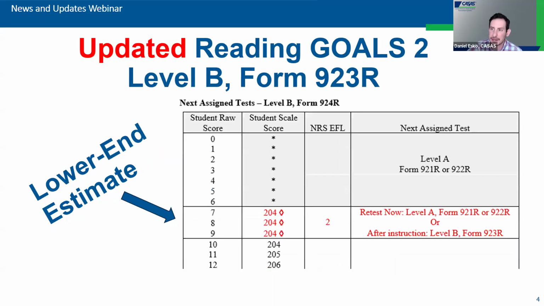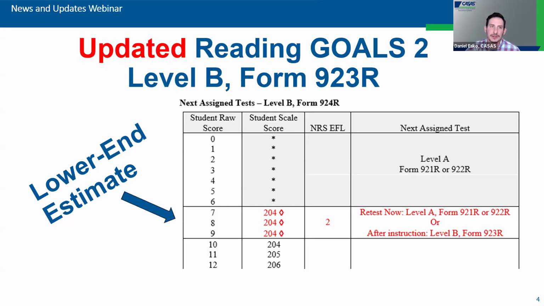With the change, that'll stay the same. So the scores of 7, 8, and 9 on this particular form will change to a 204 as well, but it will have the hollow diamond next to the 204, indicating that it's the lower end estimate. One difference with the conservative estimate scores is there is a decision that has to be made. So if you decided that you wanted to retest right away, you didn't want to accept that 204 open diamond score.